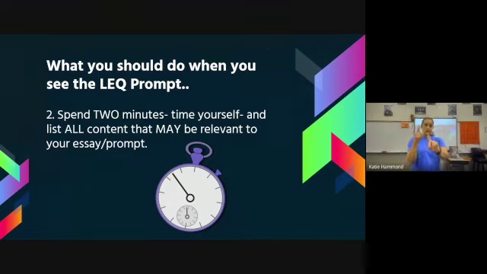Now think about it. You spend 1 minute understanding the question, finding out the dates, the topics, whatever. Then you spend 2 minutes creating your word bank. That's 3 minutes out of your 50 minutes tomorrow. And it's going to make things go smoother for you. So I really encourage you to do that. Okay?